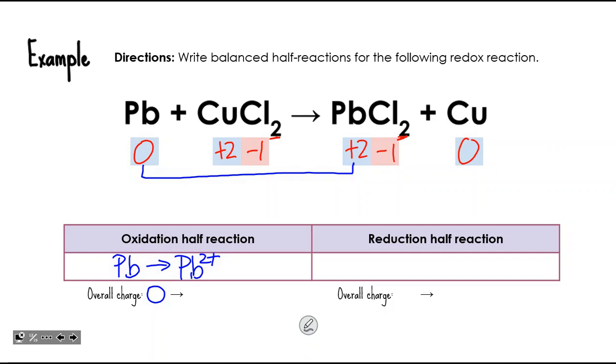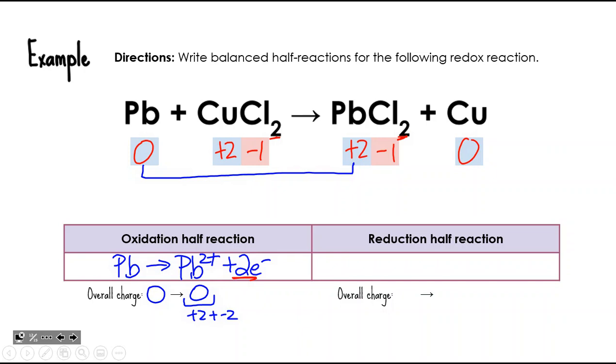But we need this side to also be 0, because it needs to be balanced charge. So what do we add in to make that charge 0 on both sides? Well, all we have to do is add in 2 electrons, because the 2 electrons represent a charge of -2. The Pb has a +2. So the +2 and the -2 is going to represent that 0. As stated before on the previous slide, the electrons are part of the product. They are written over here as a product.